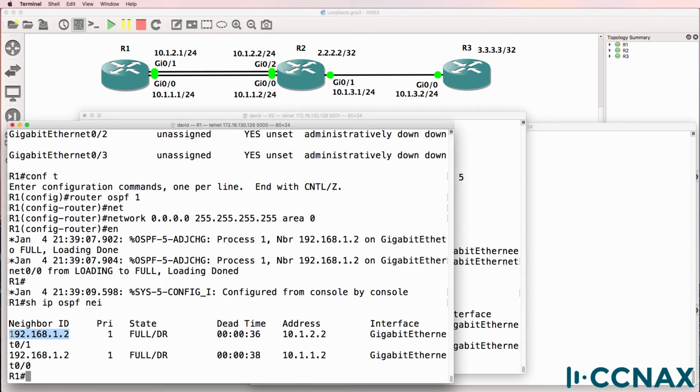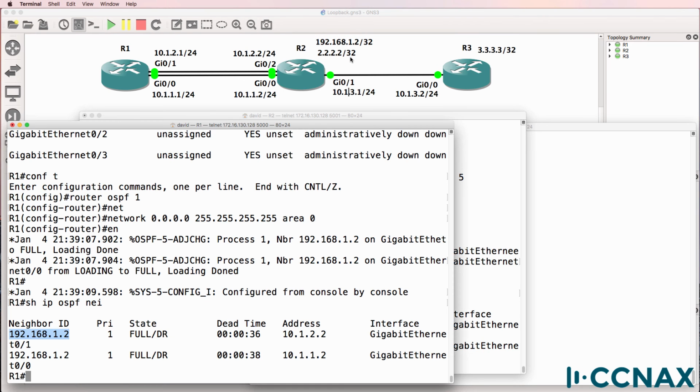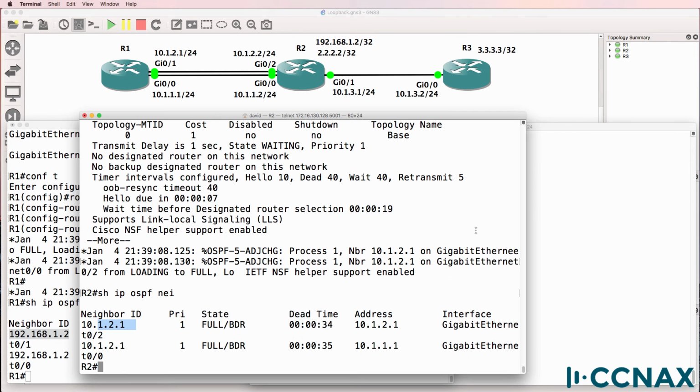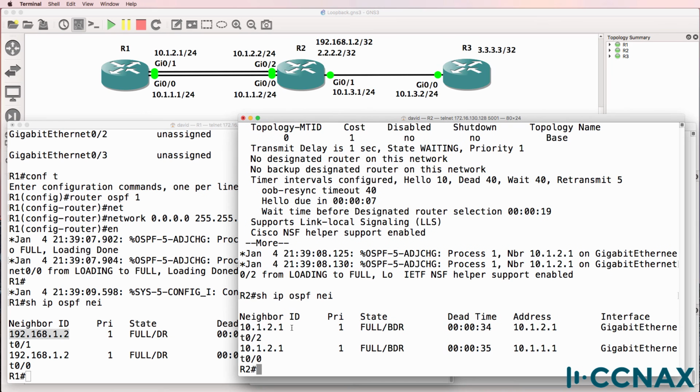So the same neighbor ID, the loopback, and just to make sure that it's not confusing, I'll add that here as well. We've got this loopback configured on router 2 in addition to 2.2.2.2. On router 2 now, when we look at the neighbor relationship with router 1, neighbor ID is 10.1.2.1. That's this interface, gigabit 01. The IP addresses on the physical interfaces are those on router 1.